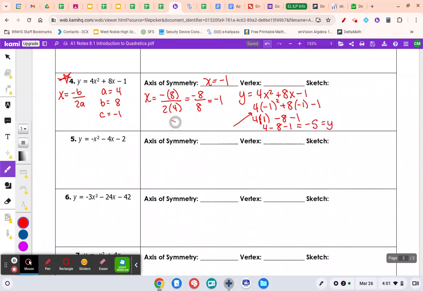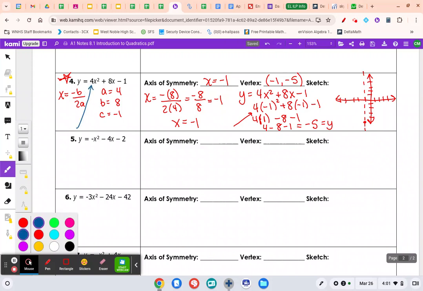Now, a reminder, x and y work together. So it's not just the y is your answer. You have negative 1, negative 5. And we sketch our graph. So we're doing good. We've got our vertex, which is at negative 1, negative 5. We have our axis of symmetry, which is at negative 1. We did not discuss yet, a is positive, so this opens up. It's like a smiley face. So that is what your parabola looks like.